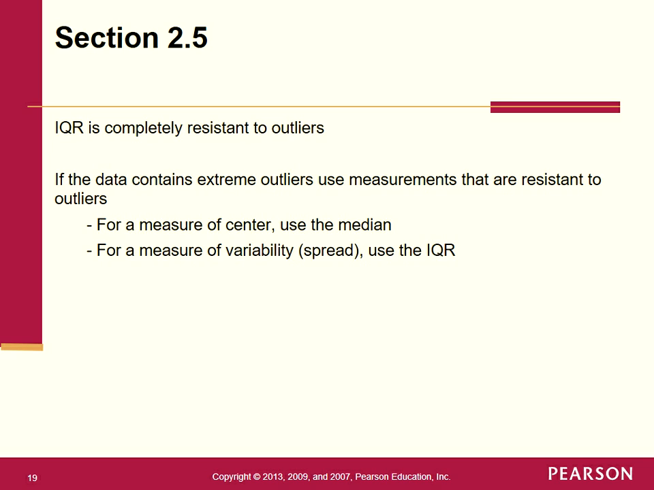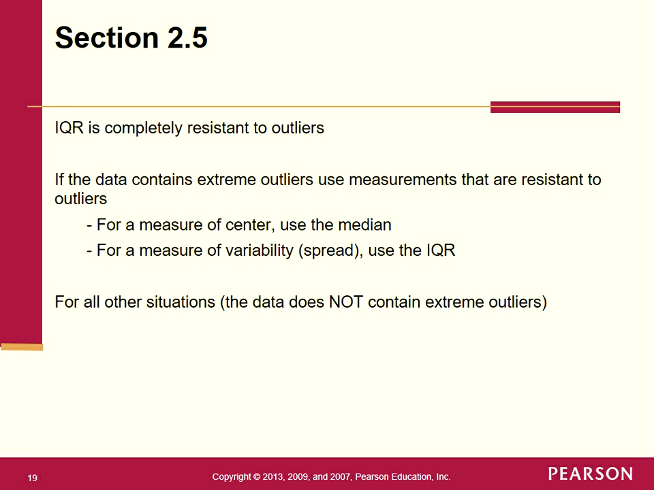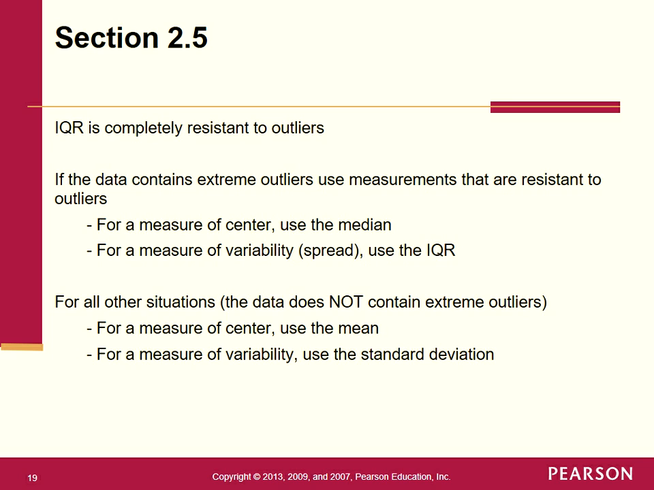In all other situations, which is most of the time, so the data doesn't contain these crazy extreme outliers, for a measure of center, use the mean, and for a measure of variability, use the standard deviation. Now, we haven't talked about the standard deviation. We're not going to talk about it until 2.7, but I'm sure you've calculated it a little bit in the past.